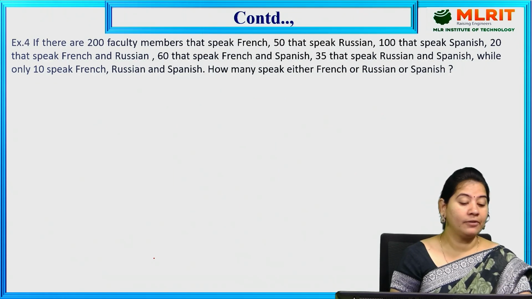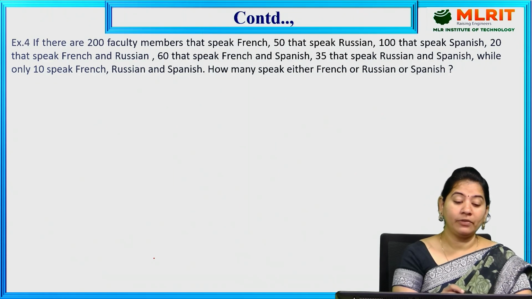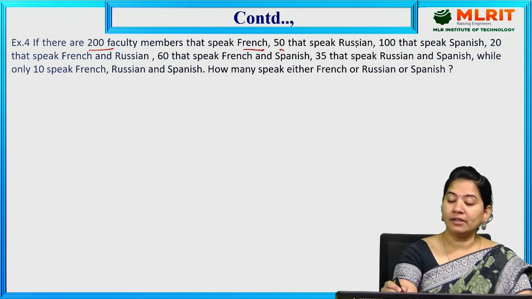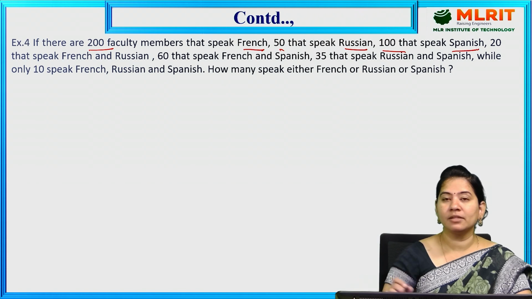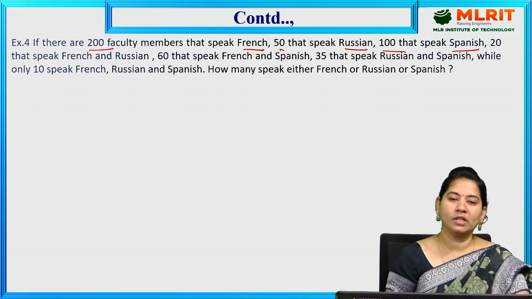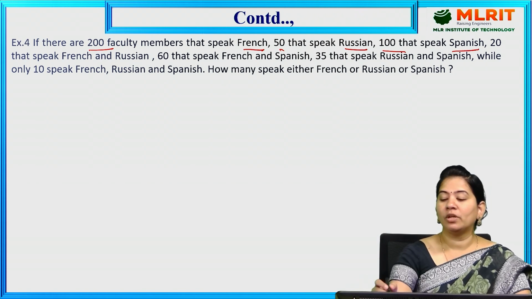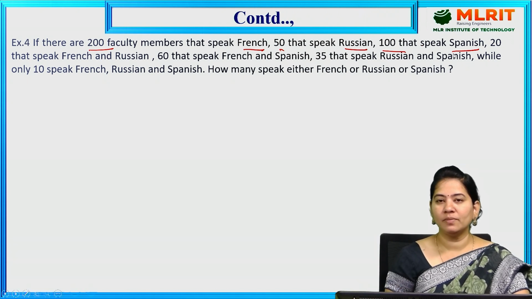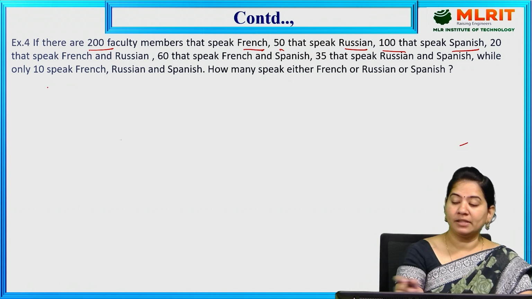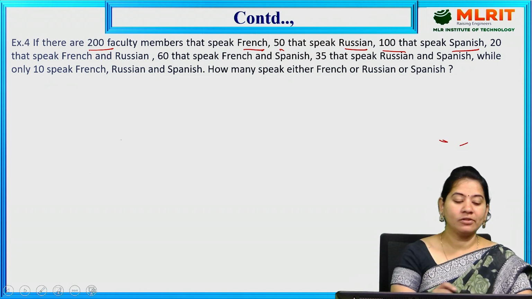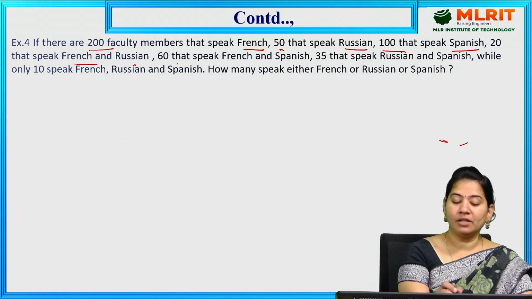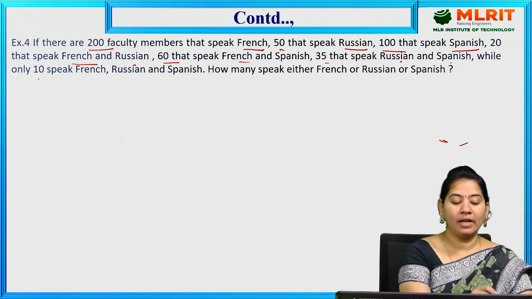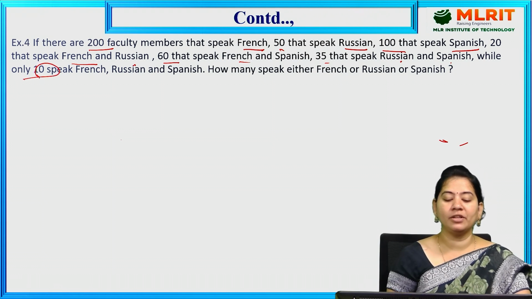Next, we also have another example. There are 200 faculty members who can speak French, 50 that speak Russian and 100 that speak Spanish. The difference from the previous question is that we have included the people who can speak Spanish also. This is a practice problem you can solve here. It is very easy to solve if you understand the question. Next, 20 can speak French and Russian, 60 can speak French and Spanish, 35 can speak Russian and Spanish, while only 10 people speak French, Russian and Spanish.